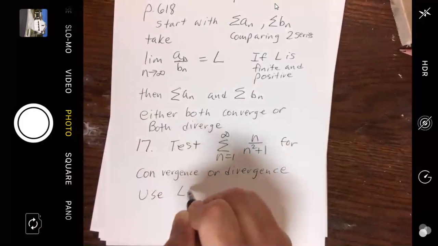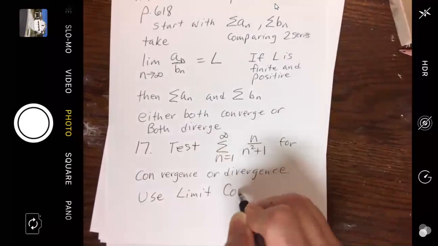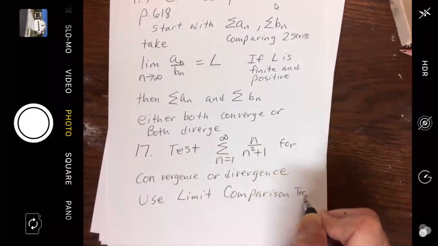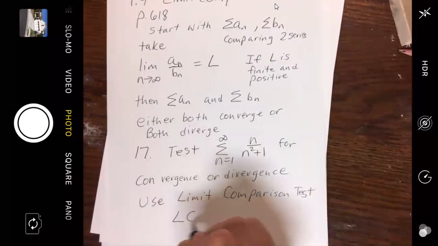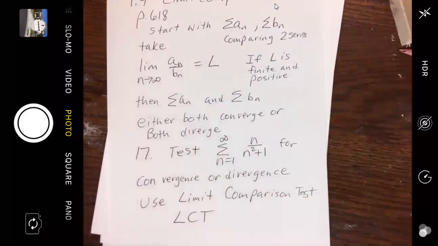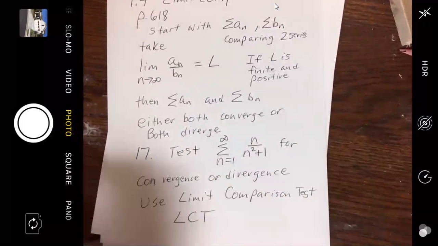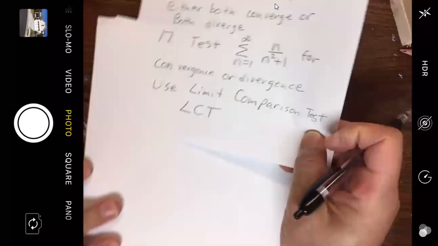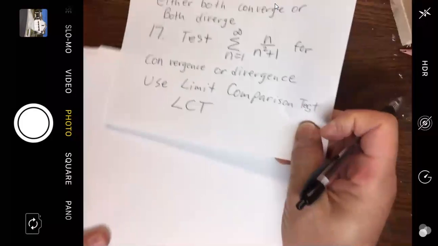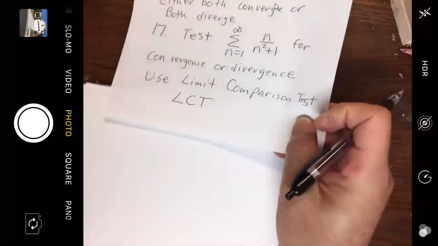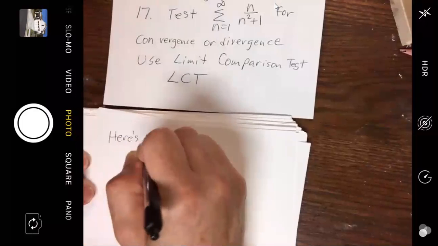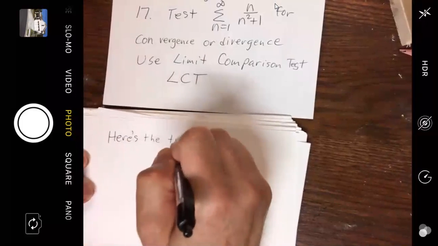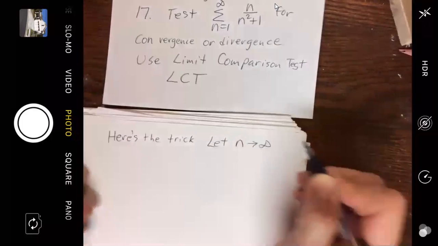Use the limit comparison test. We very cleverly abbreviate this LCT. Okay. Here's the trick. Let the n go to infinity.